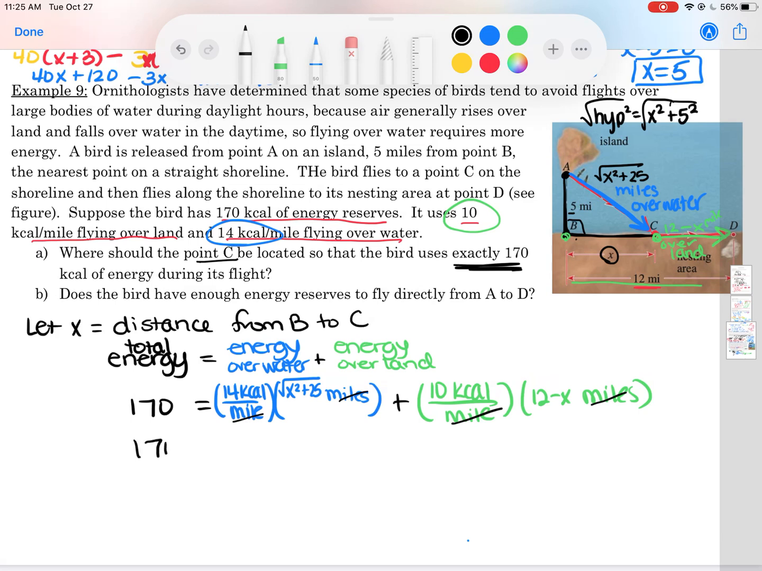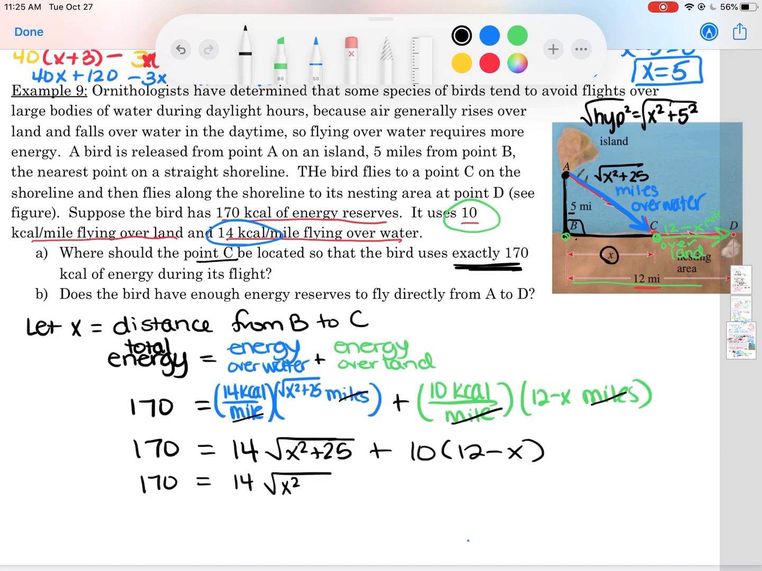Same over here. So we have 170 is equal to 14 times the square root of X squared plus 25 plus 10 times 12 minus X. Okay, so what we can do here is, well, we can distribute. I guess that would be a good place to start. Distribute that 10. So we have 170 is equal to 14 square root of X squared plus 25 plus 120 minus 10X. And we can start to move things away from the radical.